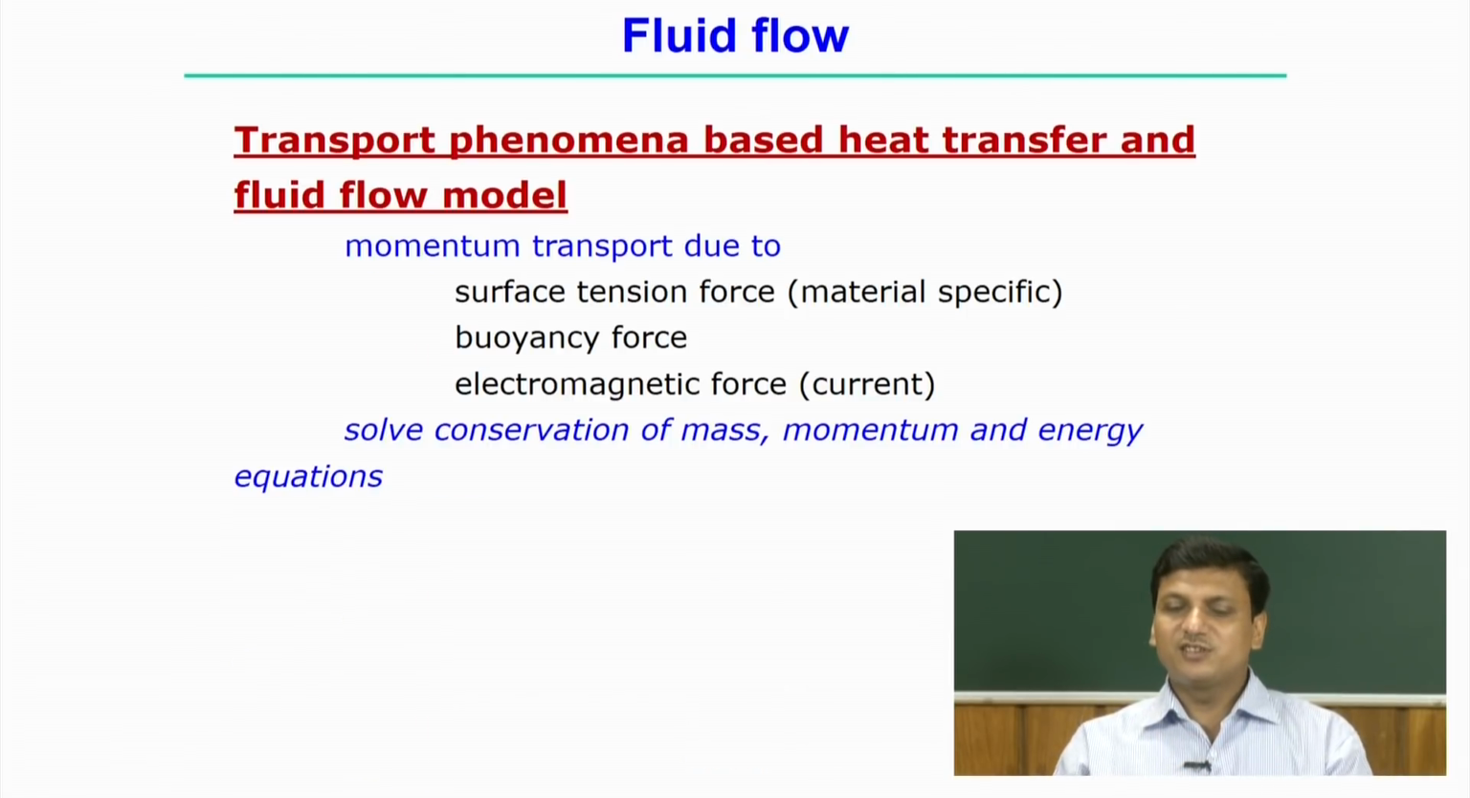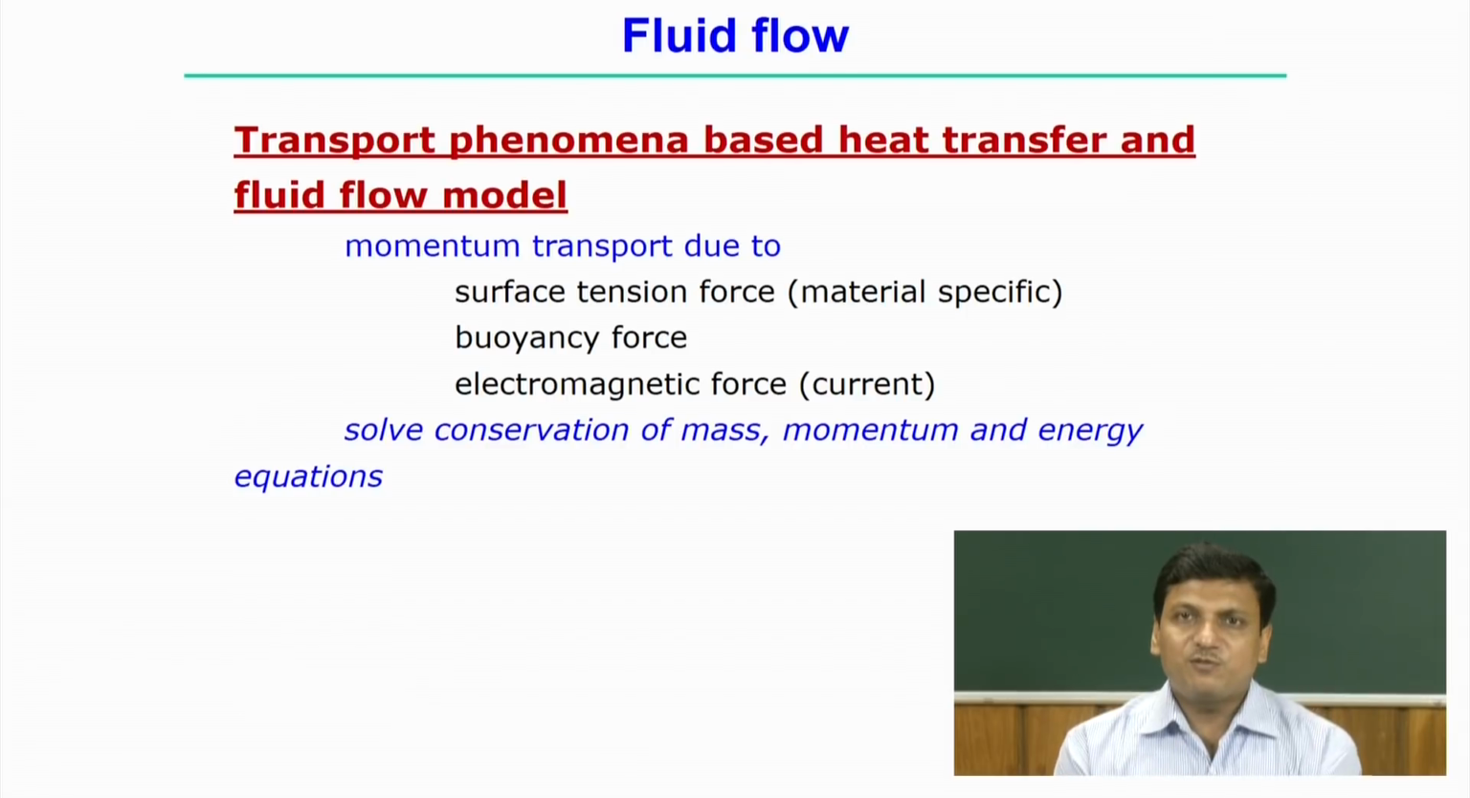In the interface there is the action of the surface tension force. It is necessary to mention that the surface tension force mainly acts over the surface, and there are other forces such as the buoyancy force and the electromagnetic force. Buoyancy force comes into the picture due to the temperature difference between the top and the bottom layer. The presence of the temperature gradient brings the buoyancy force, which is distributed over the volume of the molten pool.